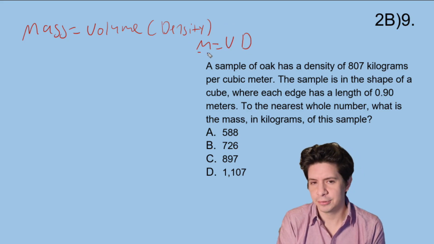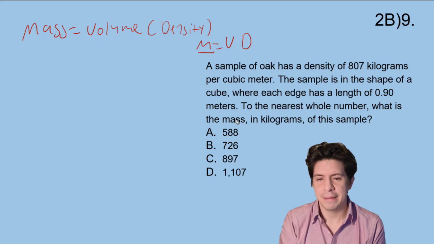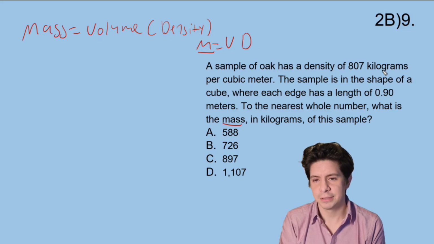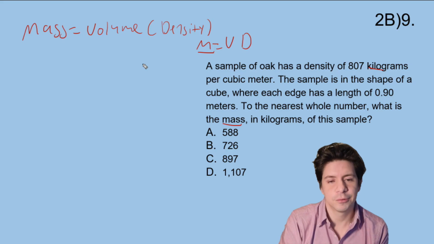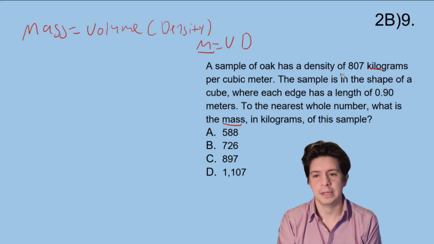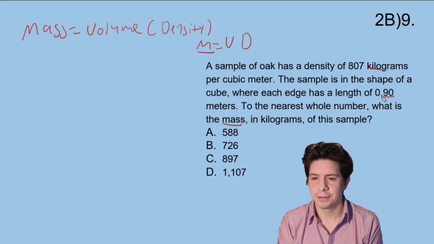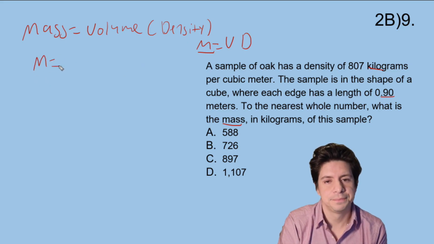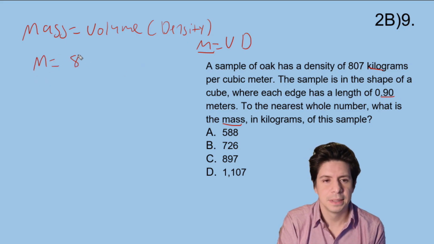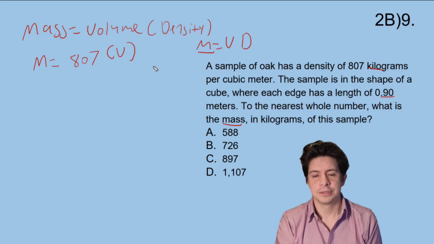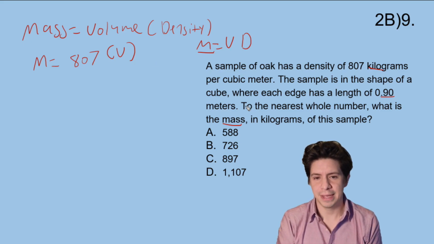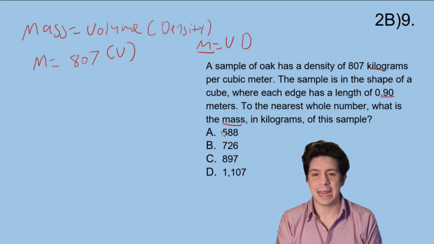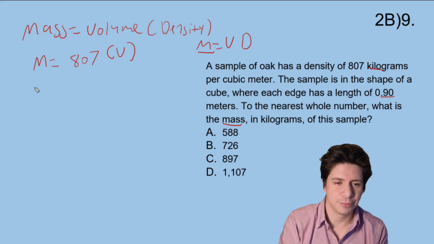I'm just writing it like this because we're looking for mass. It asks for mass in kilograms, which is nice of them because we have kilograms here already, so we don't have to worry about that unit conversion at least. And we have this in meters, but if you look, it's less than 1 meter. So mass is going to be density 807 times volume. And I know volume is going to be less than 1. So I know the answer should be either B or A, but let's find out what the volume is.